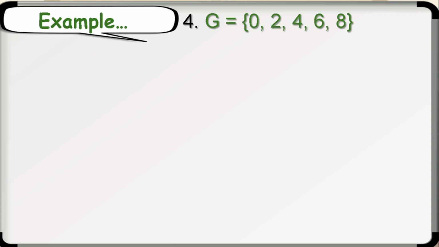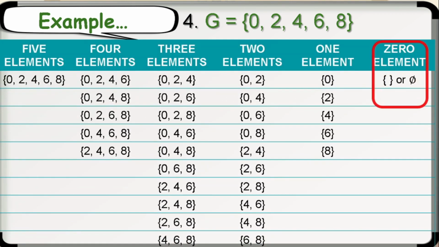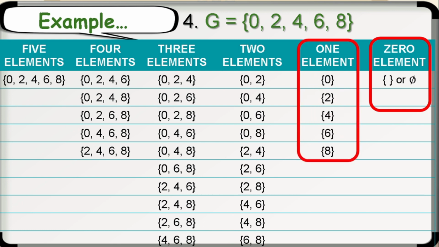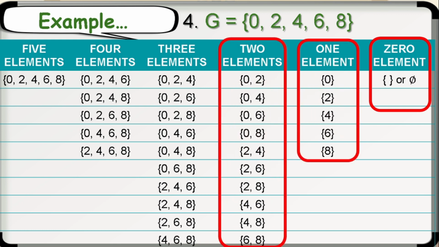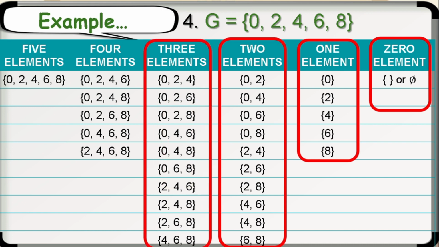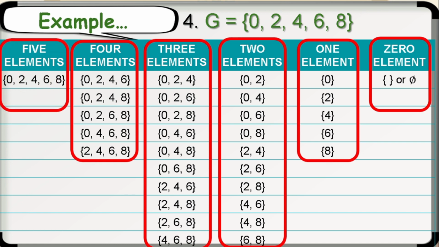Let's check your answers. We have the zero element or the empty set. Next, there are 5 subsets for the one element, 10 subsets for the combination of 2 elements, 10 subsets also for the combination of 3 elements, 5 subsets for the combination of 4 elements, and 1 subset for the combination of 5 elements. All in all, we have 32 subsets for set G.